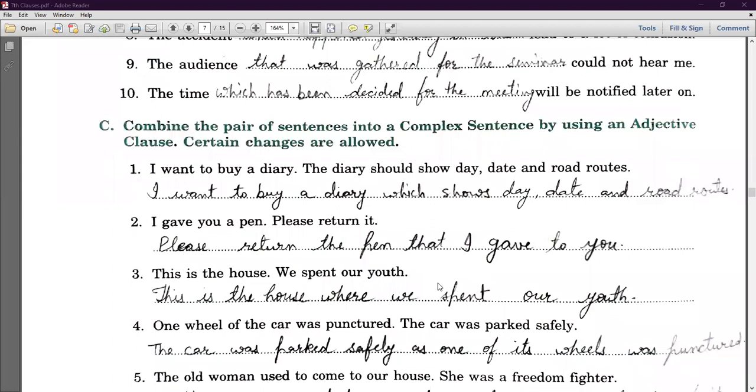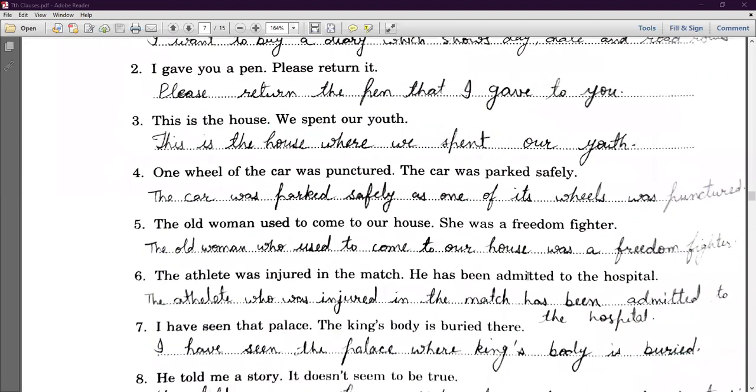This is the house we spent our youth. This is the house where we spent our youth. One wheel of the car was punctured. The car was parked safely. The car was parked safely as one of its wheels was punctured. The old woman used to come to our house. She was a freedom fighter. The old woman who used to come to our house was a freedom fighter.